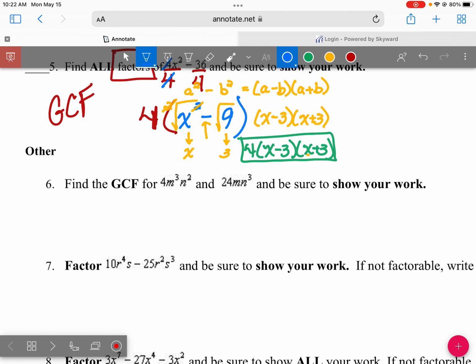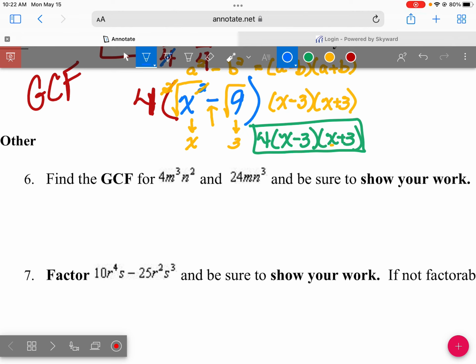Find the GCF for 4m to the third n squared and 24m n to the third. So this is not factoring. This is only finding the greatest common factor. So look at your numbers first. You've got 4 and 24. What's the greatest common factor of those two numbers? 4. Always look at your smallest number and say, does the smallest number go into the larger? Then that's your greatest common factor to begin with. All right, but we have variables too.